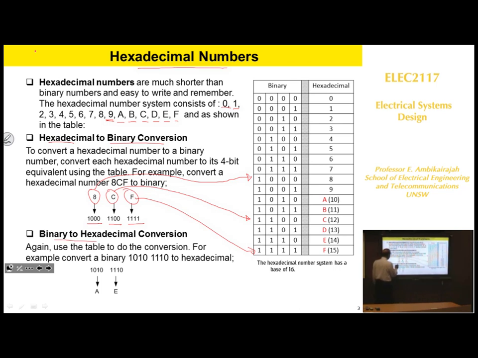Now, how do you convert a binary to hexadecimal? You've been given a binary number, 1110, which is equivalent to E. And then this is 1010, which is A.